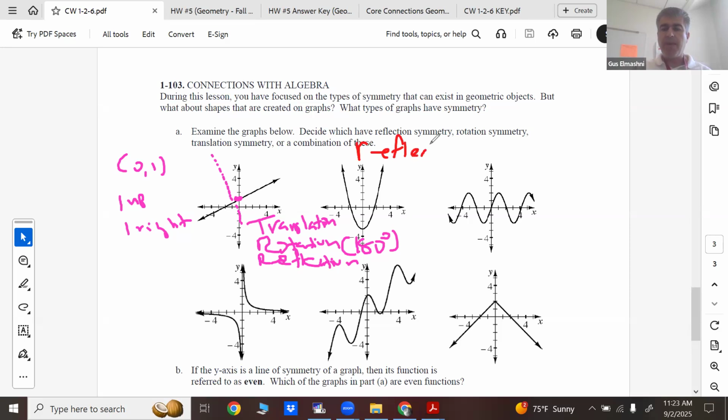But once I start moving it to the left or to the right, I'm never going to get back to the same place. Once I start moving around, forget it. So the parabola just has reflection.